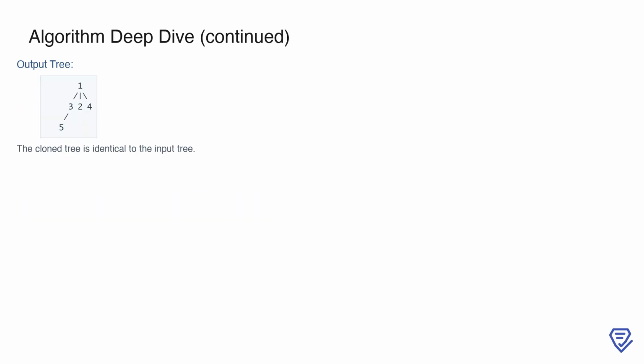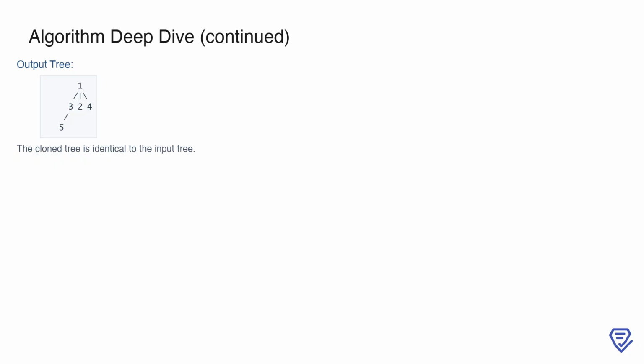The output of the algorithm is a clone tree that is identical to the input tree. For our example, the clone tree has the same structure. The root node with value 1 has 3 children, nodes 3, 2, and 4, and node 3 has its child node 5. Every value, connection, and hierarchy in the tree is preserved, ensuring that the clone is a true deep copy of the original. This demonstrates the effectiveness of the recursive DFS approach in handling the cloning of complex N-ary tree structures. By focusing on each node and its children in isolation, the algorithm ensures accuracy and consistency throughout the entire tree cloning process.